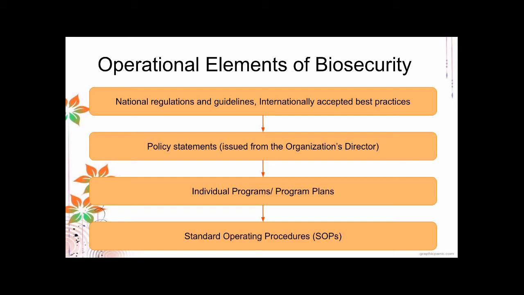So you need to have procedures specifically for handling samples. You need to have procedures or program plans specifically for testing people that are suspected of having COVID. Also, another one is how do you do vaccination. There's a separate program plan for the vaccination. And then within each program plan, you need to have the standard operating procedures.